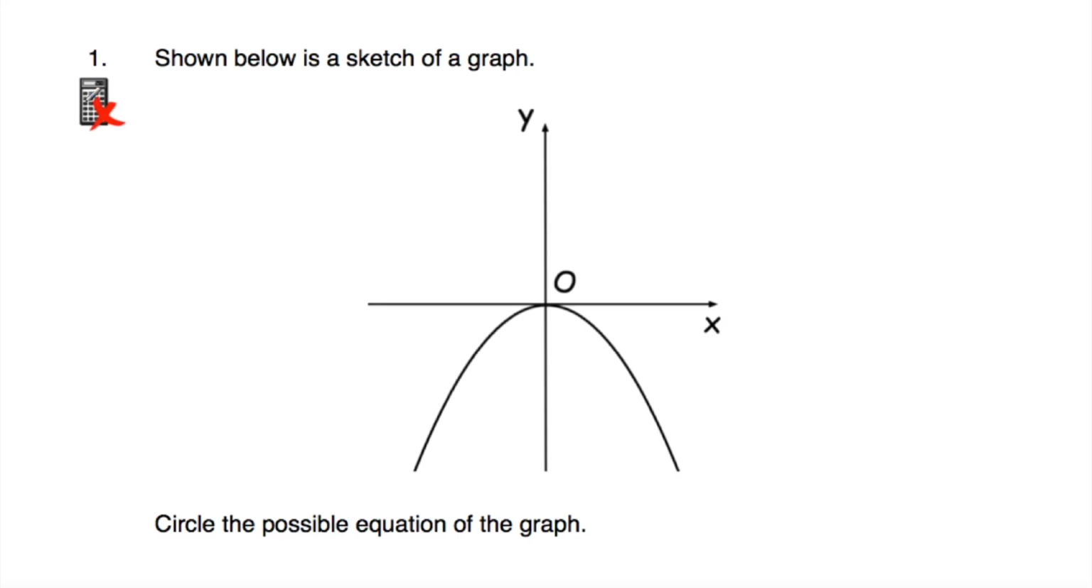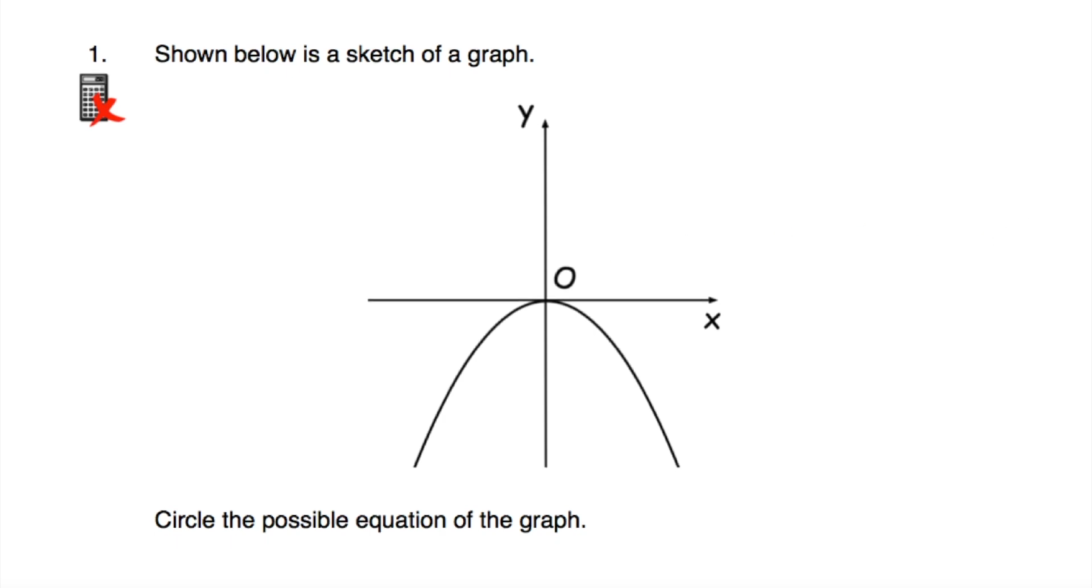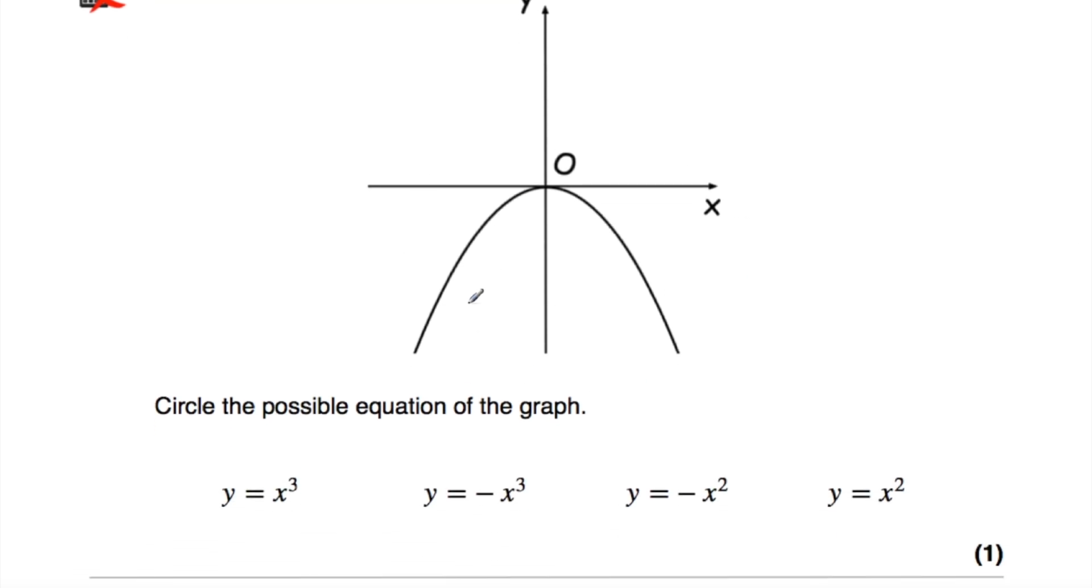Okay, let's have a look at our first question, question number 1. Question number 1 says, shown below is a sketch of a graph. We've been asked to circle the possible equation of this graph. It's an n-shaped parabola, and you should know from your quadratic graphs that if you've got a u-shaped parabola, that's an x squared graph, and if you've got an n-shaped parabola, it's a negative x squared graph.